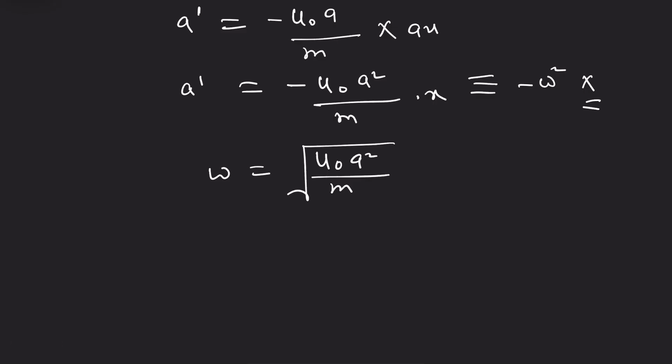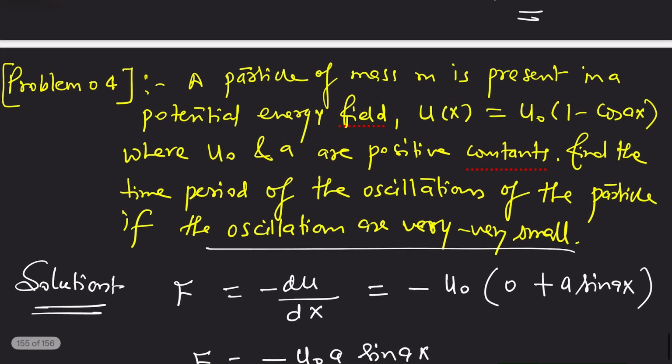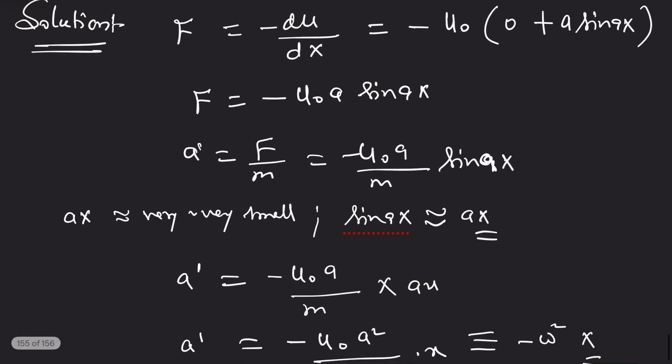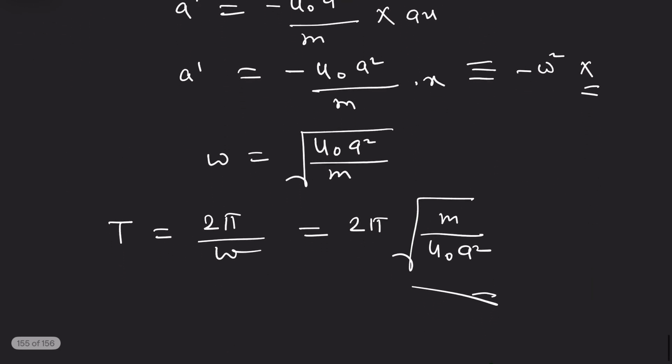If we got omega, we can get the time period. Time period is 2 pi by omega, so it will become 2 pi under root of m divided by U naught a square. That would be the answer for the time period. This is also a good question. Some sort of approximations we have to think about, and then we can do this problem.